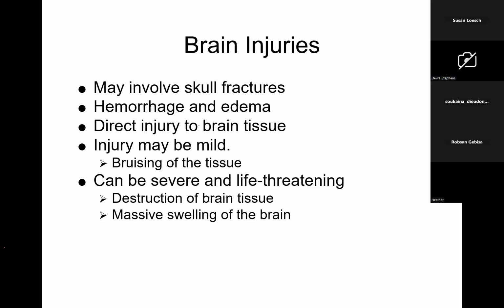Brain injuries involve skull fractures, hemorrhage, and edema, or direct injury to the brain tissue. So the injury could be mild, causing just bruising of the tissue, or it could be severe and life-threatening, causing destruction of the brain tissue and massive swelling of the brain. The skull is supposed to protect the brain, but it also could destroy it by bone fragments penetrating or compressing the brain tissue, and by its lack of ability to expand whenever it starts to develop pressure. It can't expand in order to relieve that pressure. So that could also cause a life-threatening condition.